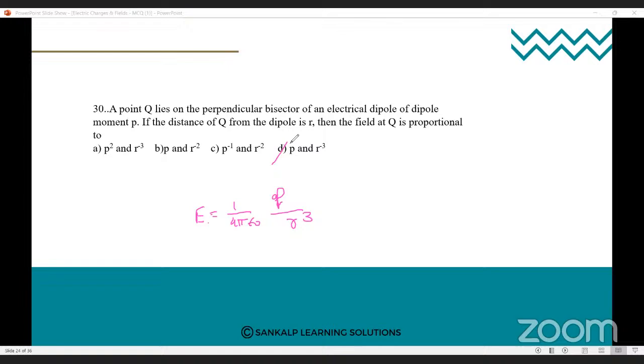So this completes your first topic, that is electric field and the charge. Okay, so here as electric field is directly proportional to dipole moment and it is inversely proportional to cube of the distance, you can conclude from this. So E is proportional to P and E is proportional to R raised to minus 3. Option D. Yes, so this completes your first topic, electric field and the charge.